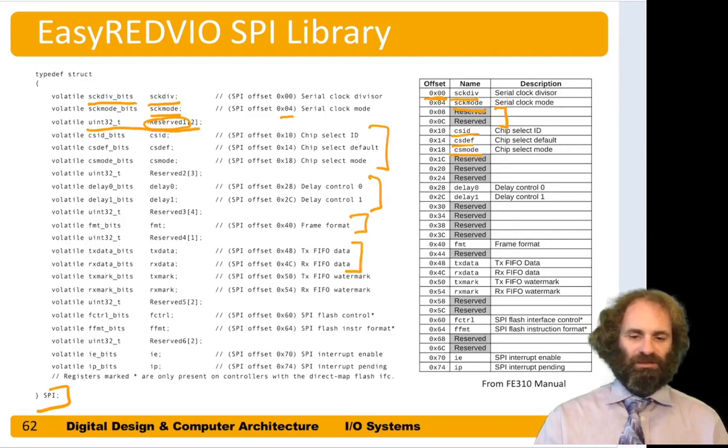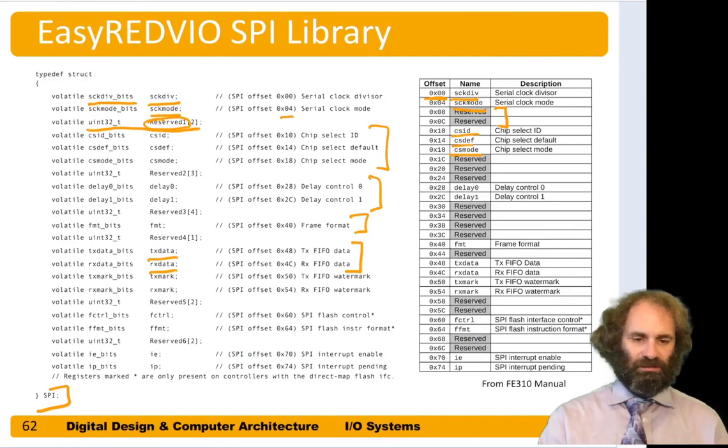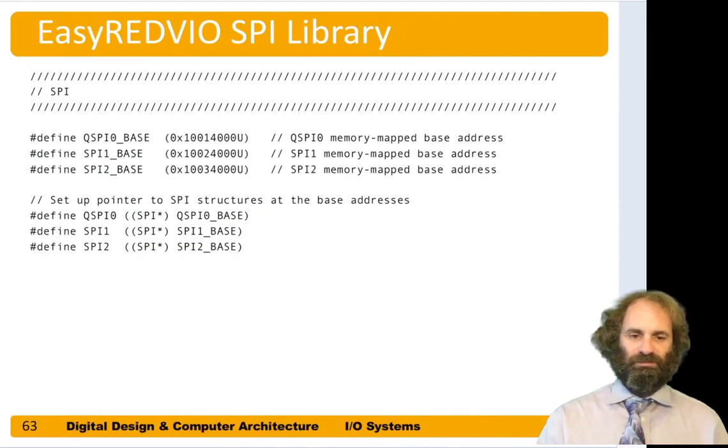But then we get to the good stuff, the transmit data and receive data registers, which were of type TX data bits and RX data bits. And those are now at an offset of 4, 8, and 4C. So the 4 most interesting registers to us are the ones underlined here. But as you see, SPI has a variety of other registers that could be used for configuration.